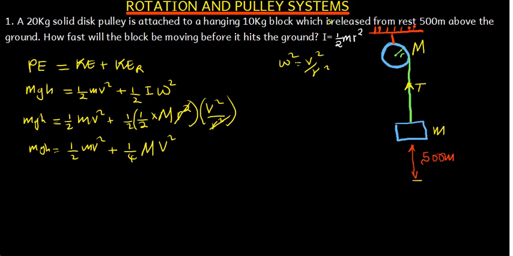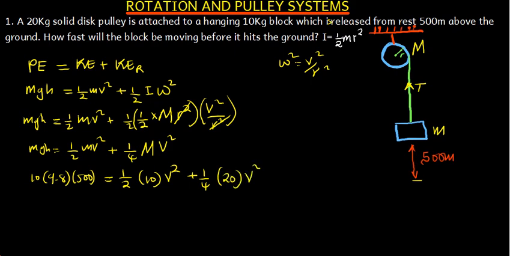The small mass of the dropping mass is 10, g is 9.8, and the height is 500 meters, which should equal half the mass, still 10 kg, times v squared, since we don't know the velocity at which it will be dropping, plus 1/4 the mass of the pulley, that is the solid disc, which is 20, times v squared. If we do the multiplication, 10 times 9.8 times 500 gives us 49,000.